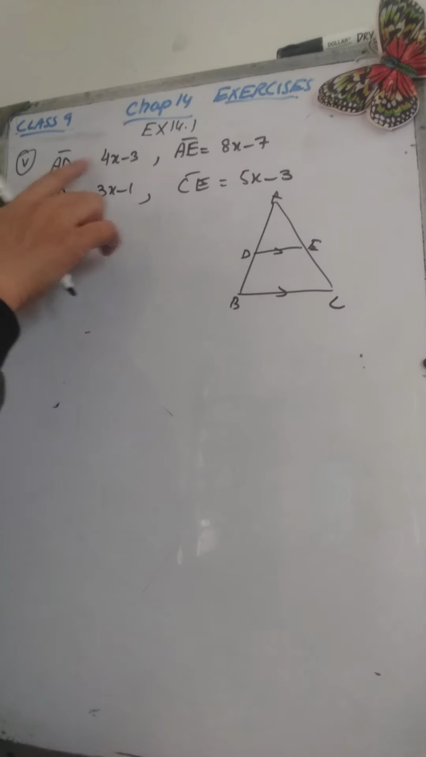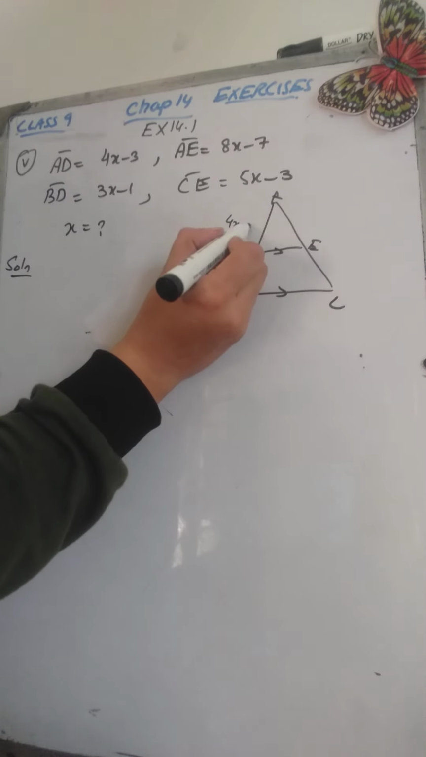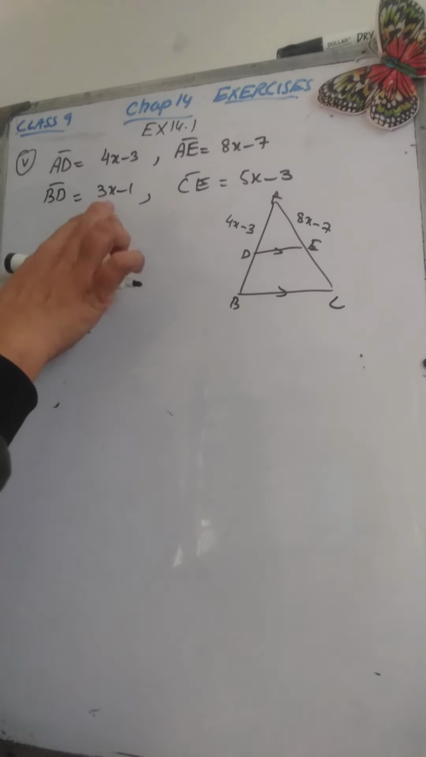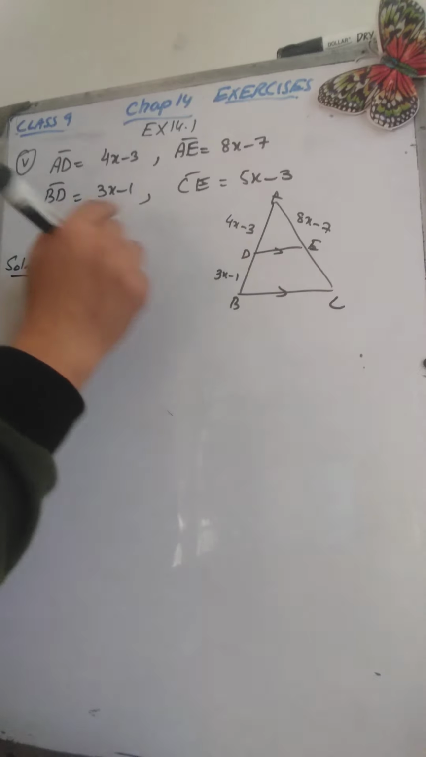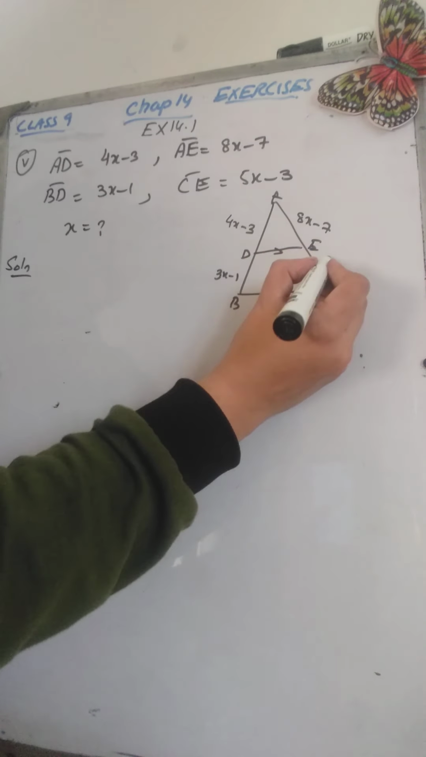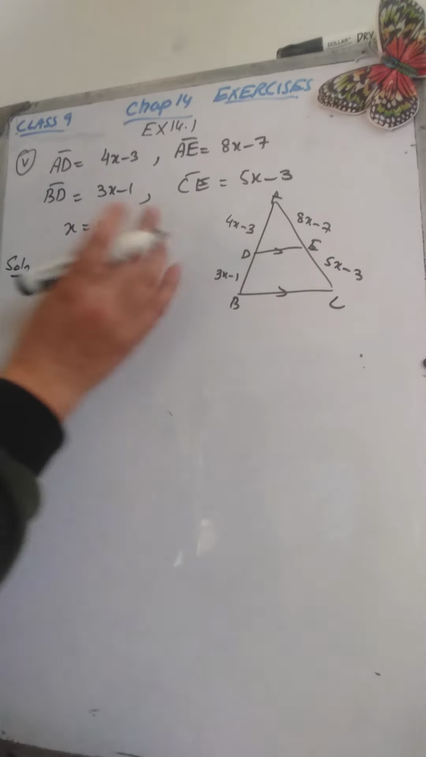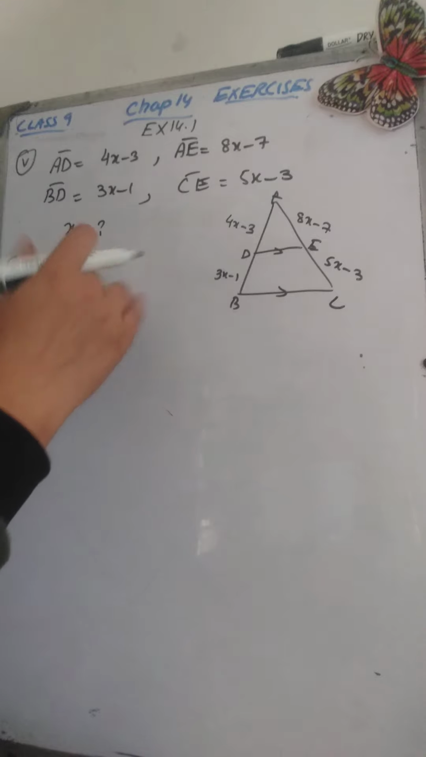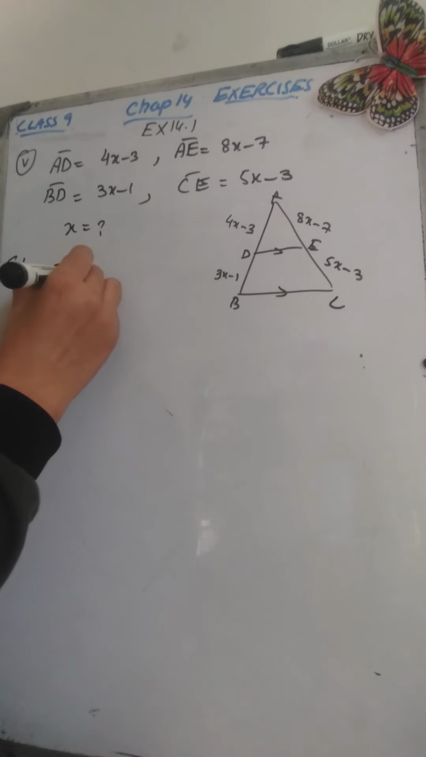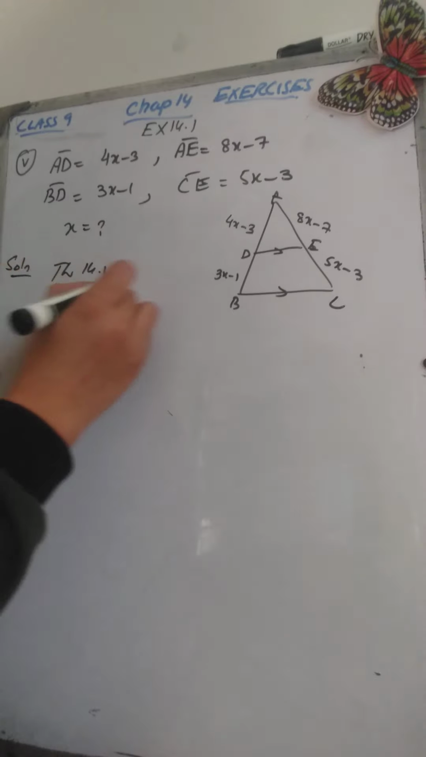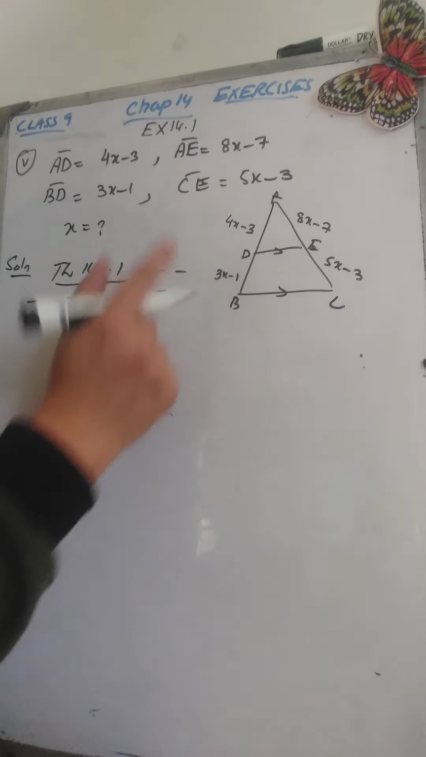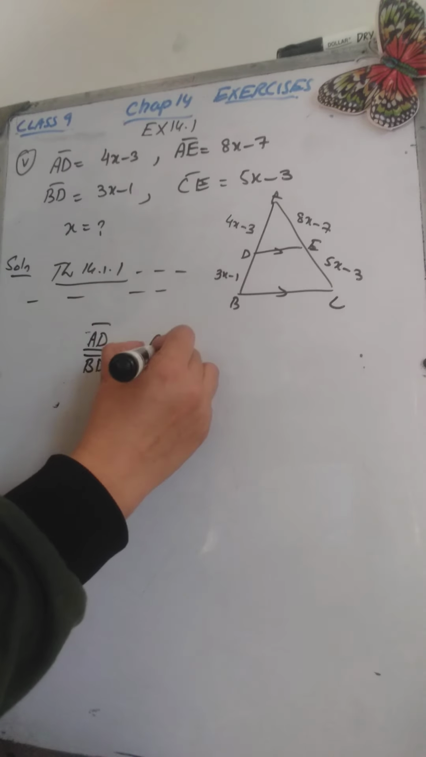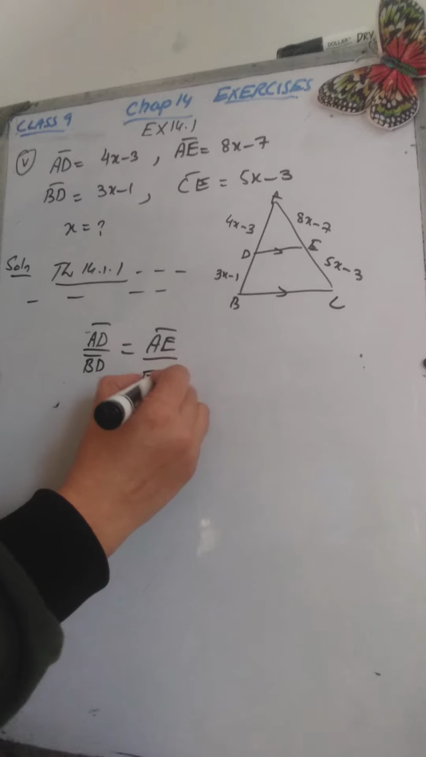Now in this part we are given AD to be 4x minus 3, AE to be equal to 8x minus 7, BD is equal to 3x minus 1, and CE is equal to 5x minus 3. They want us to find x. Now again, using the same theorem, theorem 14.1.1, do write the statement over here. By that theorem, AD over BD is equal to AE over EC.